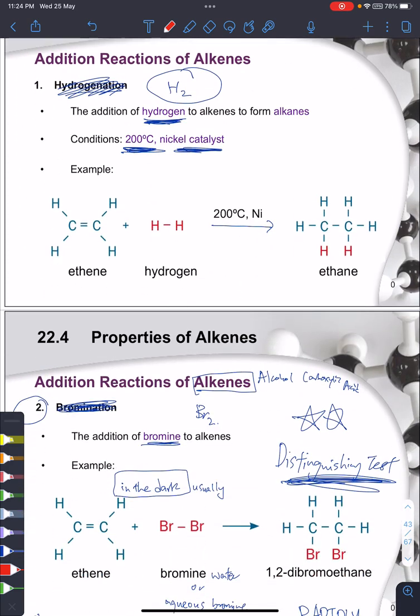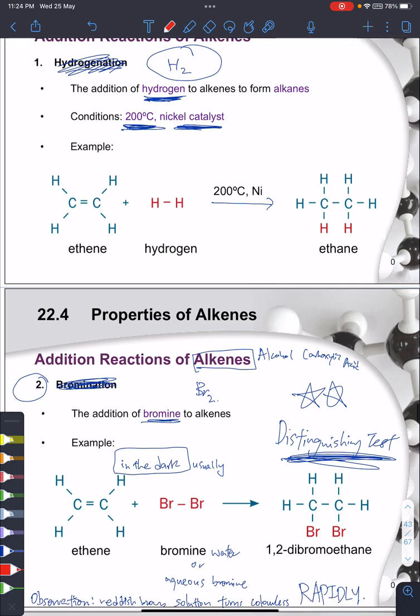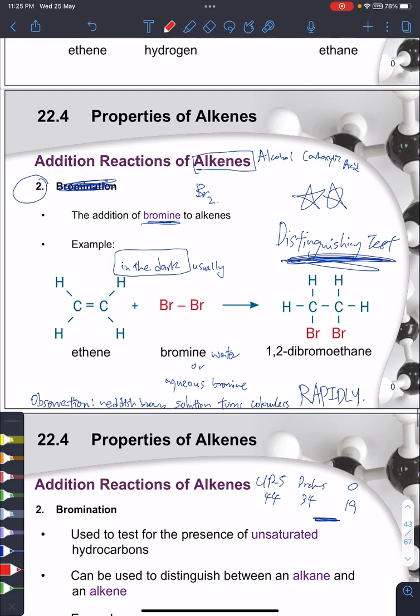So first you can add H2. Just a recap: the conditions are nickel catalyst, 200 degrees, H2. Quite simple. Just add H and H across, break the double bond, and you put H and H. Quite simple. Next one is your addition of Br2, bromine water typically.